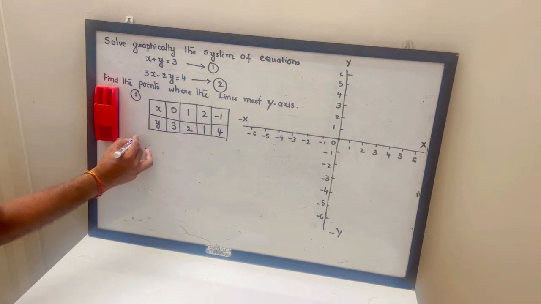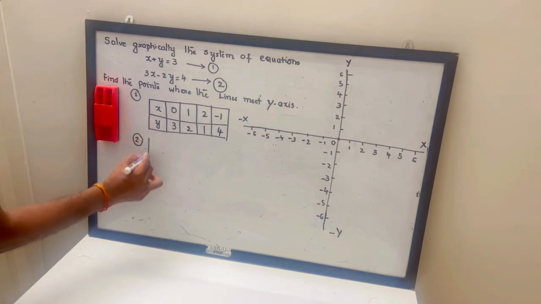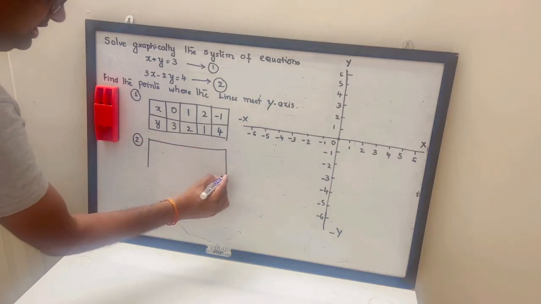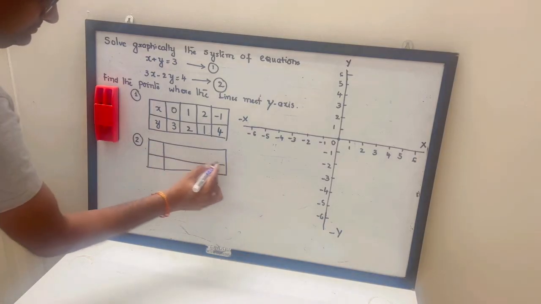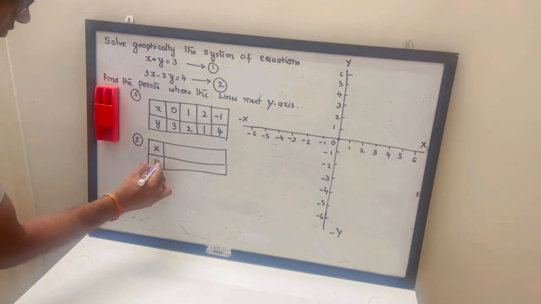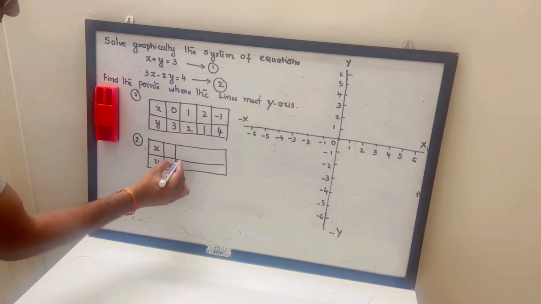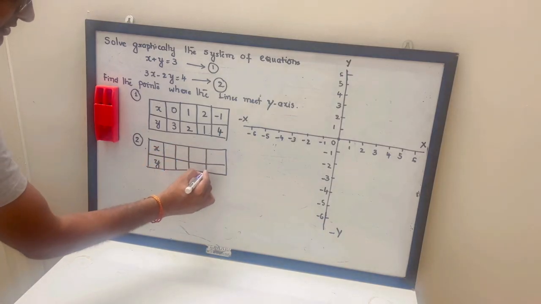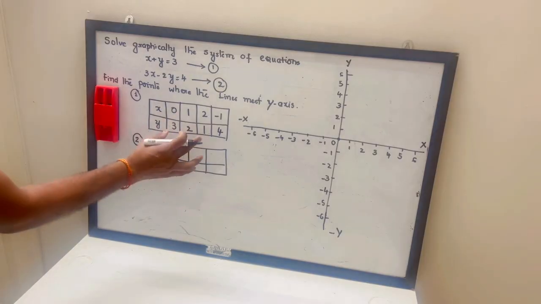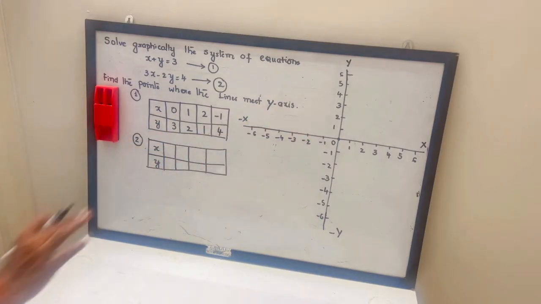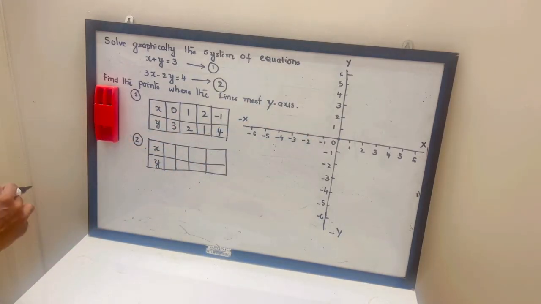Similarly, for the second equation also, draw a table, an arbitrary table, assuming the values of x and y in this way. This is your x, this is your y. Once again, you can take any values, okay? It's not that whatever I am taking here you need to take. You can take any values, okay? Make sure that the values of y you obtain can be plotted on the graph sheet. That is what you need to be very clear about, okay?